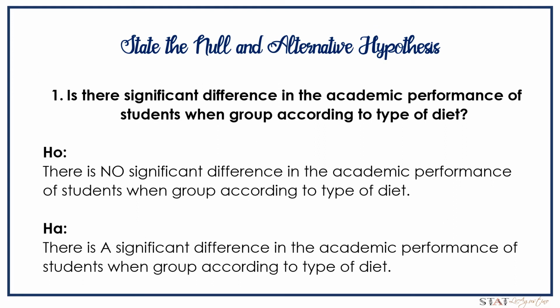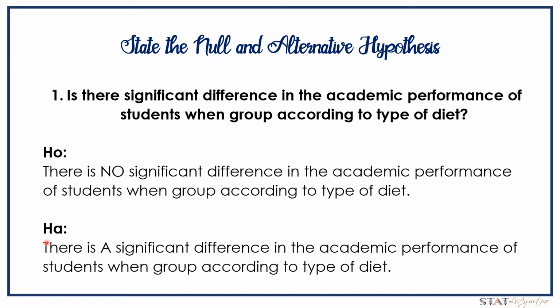Okay, let's have some example. Is there a significant difference in the academic performance of students when grouped according to type of diet? Let's say type of diet, you're a vegetarian, and the other group is non-vegetarian. Your null hypothesis will be stated this way. Reminder, the null hypothesis expresses the non-significance. So your null hypothesis statement would be like this: there is no significant difference in the academic performance of students when grouped according to type of diet.